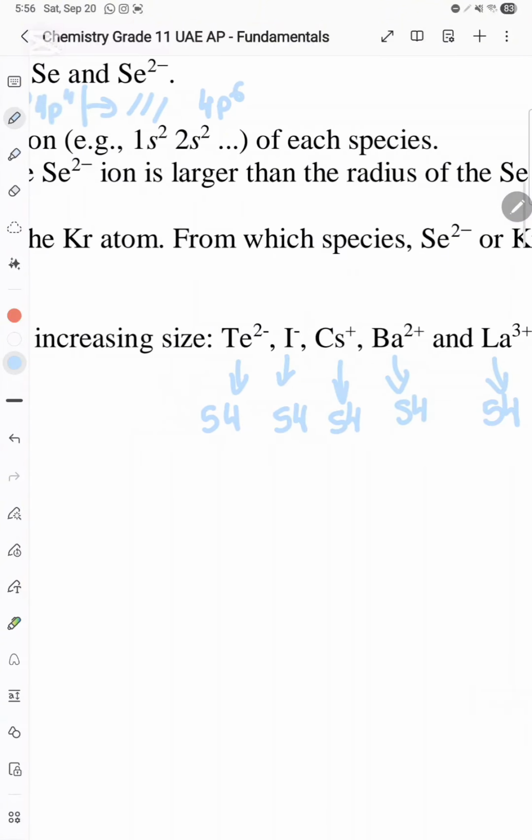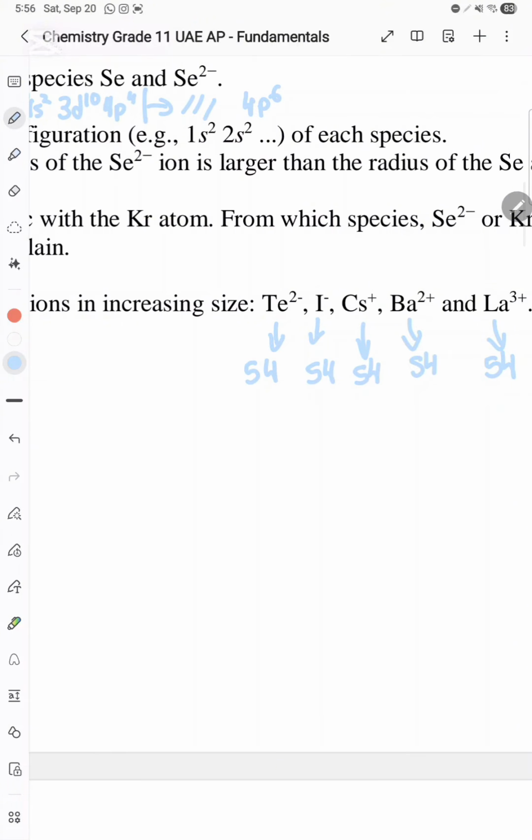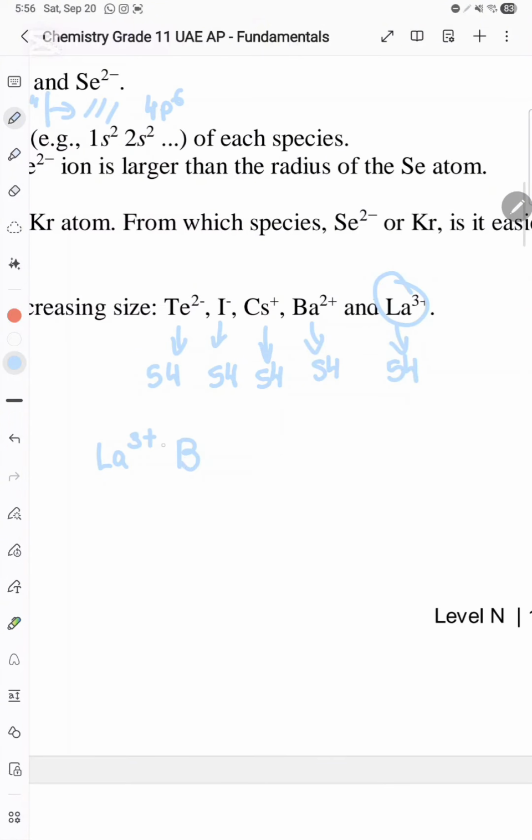Always, the cation with the most positive charge is the smallest, which in this case is La3 plus, because it has 3 extra protons pulling in the electrons. Then it's gonna be Ba2 plus. Then it's gonna be Cs plus. Then it's gonna be I minus.